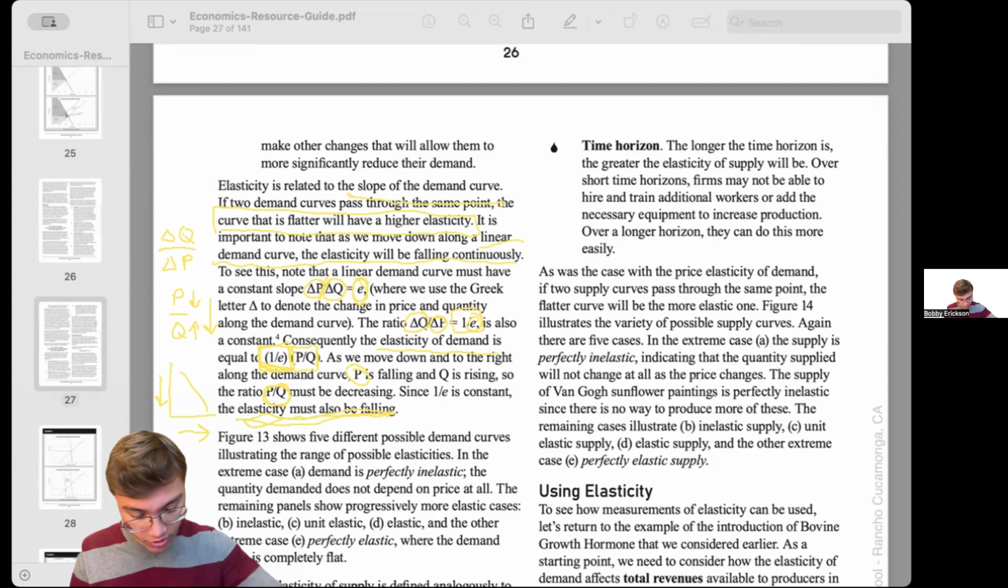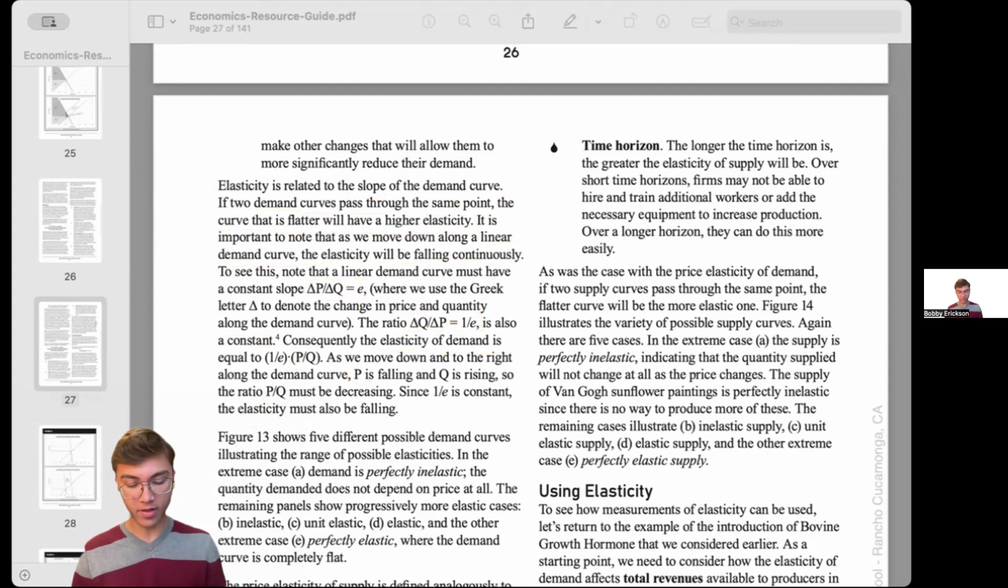So just honestly, just memorizing the fact that the price over the quantity times the change in quantity over the change in price is equal to the elasticity of demand, and that the elasticity decreases along the linear path, then you should be okay for the test.